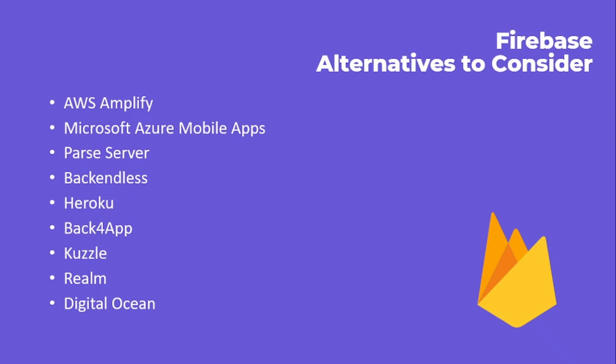Just that with Supabase, for their database, they use a Postgres database, while Firebase uses a NoSQL database, which is the data object style, and Supabase uses the table format. And there's also Appwrite. I didn't add it here. Let's go on with the list I have here. So we have AWS Amplify, we have Microsoft Azure Mobile Apps, there's Parse Server, there's Backendless. It's also another great choice. There's Heroku for hosting apps, and we have Back4App. There's Kuzzle, there's Realm, and DigitalOcean.